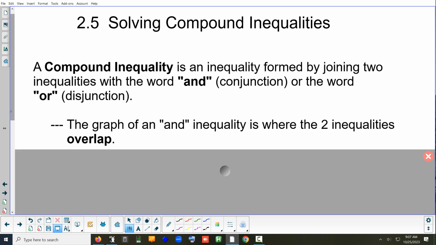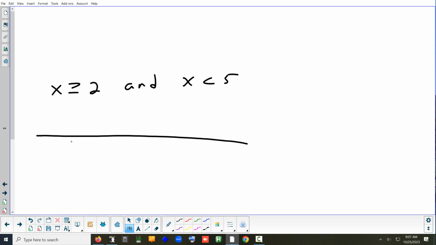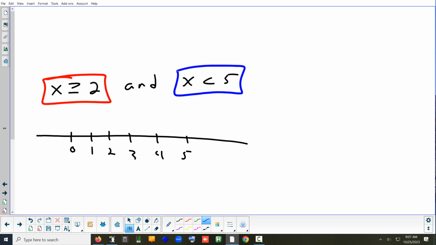Okay, we're going to do this on a separate page for a second. Let's say I had x is greater than or equal to 2, and x is less than 5. It's the same problem you guys have. I just want to do something a little different. Let's look at our number line. So we've got 0, 1, 2, 3, 4, 5. I'm going to graph each one of these, but I'll do them in separate colors. I'll do that one in red, and I'll do that one in blue.